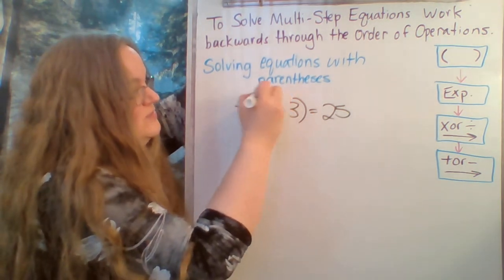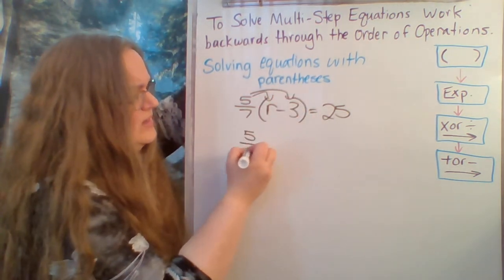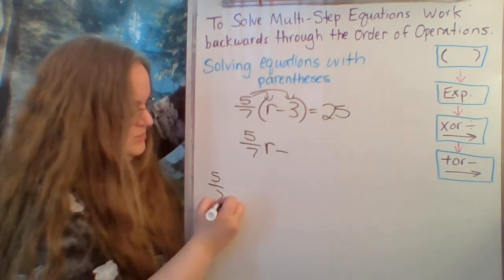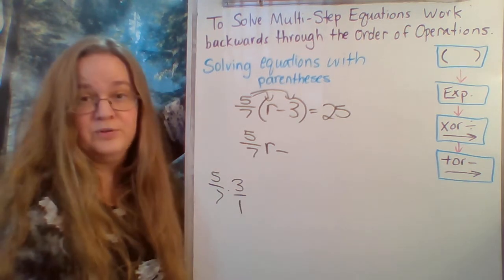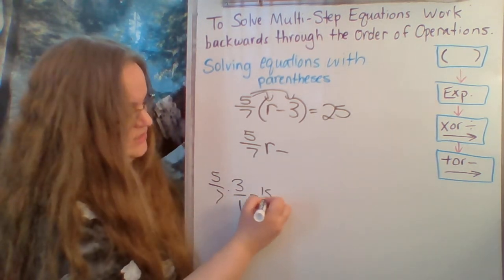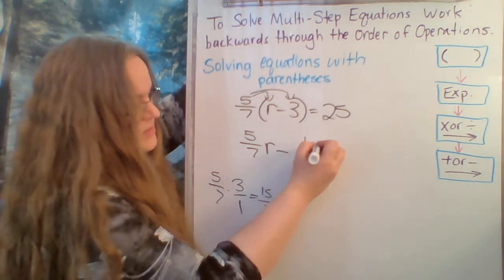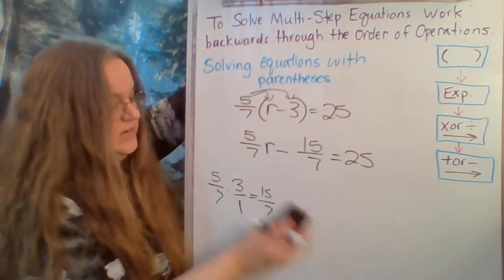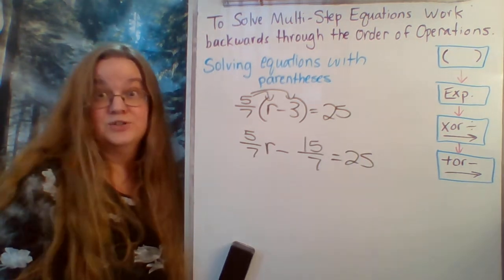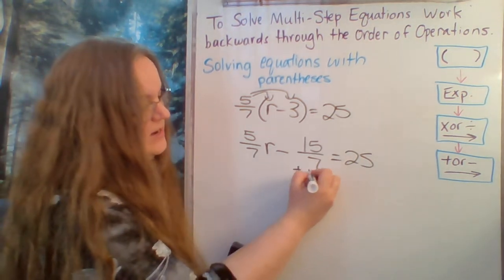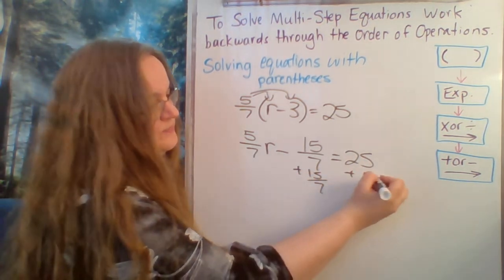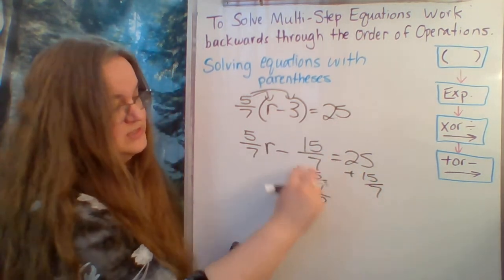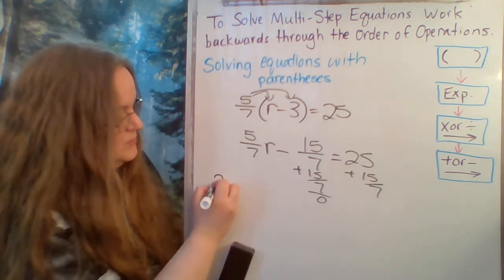So if I distribute the 5/7, it's 5/7 times r minus, and then again, when you're multiplying a fraction by a whole number, the whole number gets put over 1. So this becomes 15/7. So minus 15/7 equals 25. Now I have to use my rules for solving like a two-step equation, which means I have to start by adding 15/7. Okay, so now this goes to nothing because they're opposites.